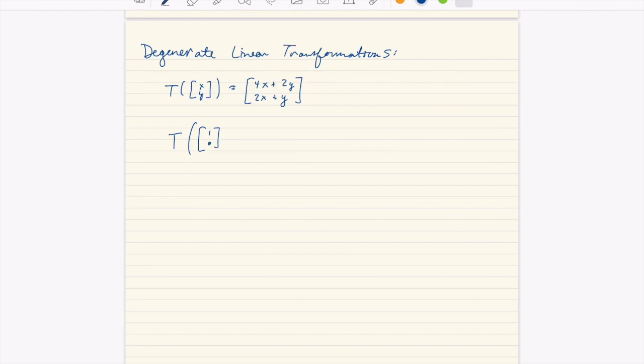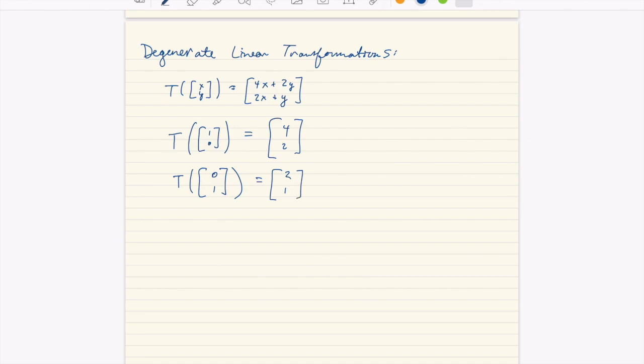I want to think about what's going to happen to the unit vectors (1, 0) and (0, 1). So I just want to play around with this just a little bit. Let's think about what's going to happen here. (1, 0) is going to be sent to the vector (4, 2), and (0, 1) is going to be sent to the vector (2, 1).